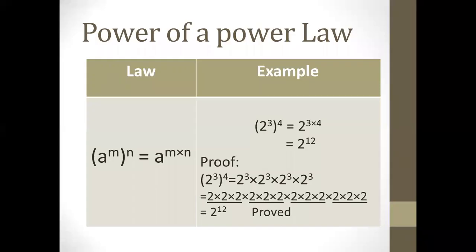Now students, next you have the power of a power law. This law states that when you have an exponent to an exponent, then what do you have to do? You have to multiply the exponents, right? As you can see, here we have an exponent to an exponent. Then you just multiply the exponents, right? Let's understand with an example. Here we have 2 cubed whole raised to the power 4. Now, here we will use the base once and we will multiply the exponents. 3 times 4 is 12, right?